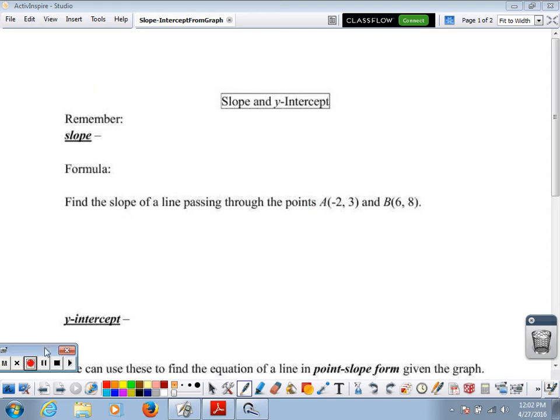All right, guys, today we're going to be talking about writing the equation of a line in slope-intercept form. So let's start by putting today's date in the top right corner.